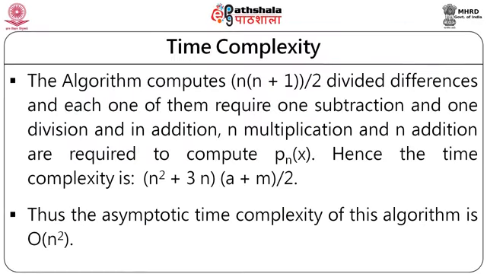Thus, the time complexity you can see here is nothing but order n square. So, the asymptotic time complexity will be order n square, because we ignore the constant values here, and it relates to the size of the problem. So, that asymptotic complexity will be given by order n square.